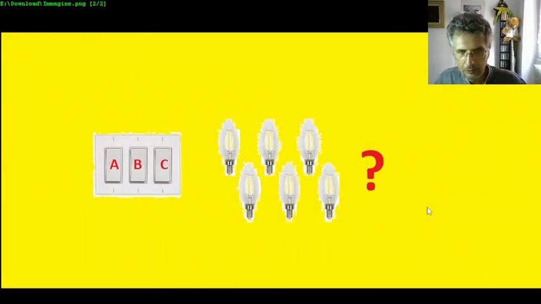Let's suppose we have just 3 switches. The switches are A, B, and C here. And we have a certain number of lamps. And we want to control these lamps using just 3 switches. And the question is, how many different lamps can we control using just 3 switches?